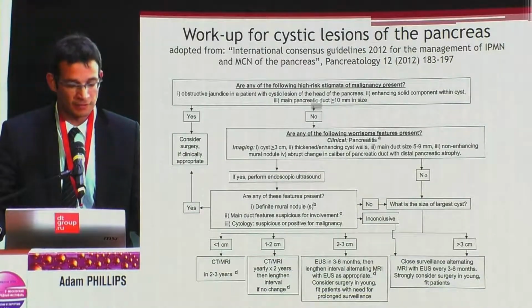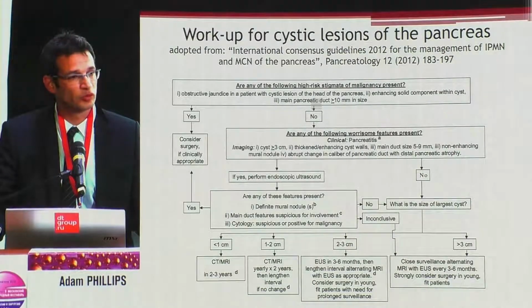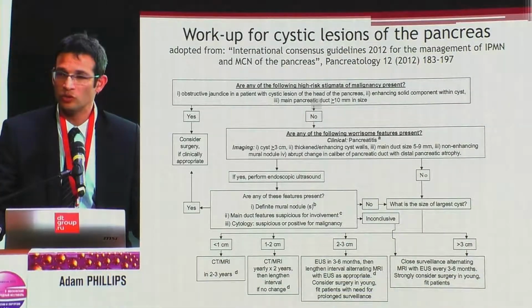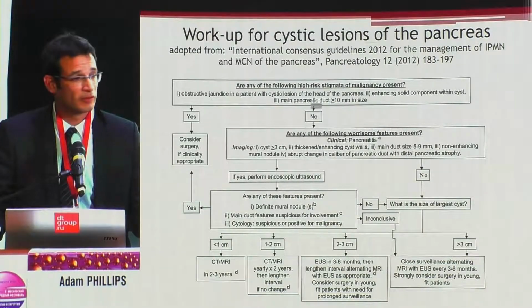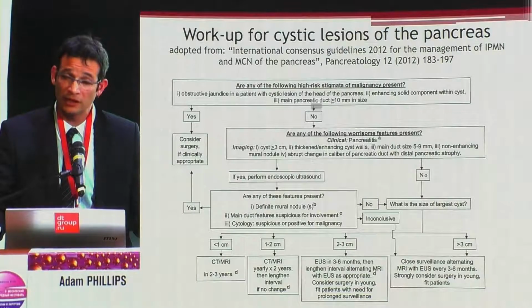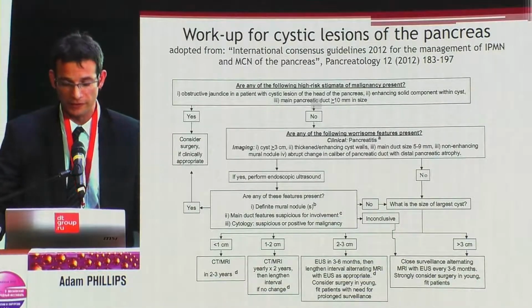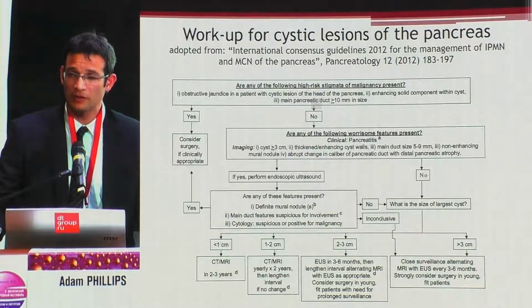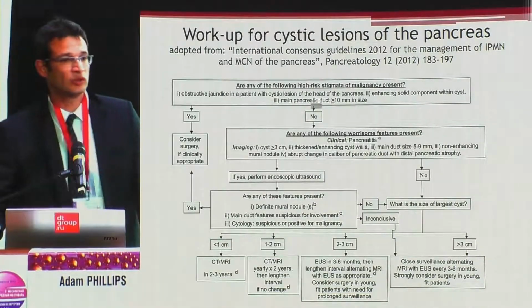If the cyst is small, less than 1 centimeter, we can continue with CT or MRI every 2 to 3 years. If the cyst is about 1 to 2 centimeters, we can do CT, MRI or maybe EUS yearly for the first 2 years, and then with a longer interval until the end of these patients' lives, as long as he's surgically fit.